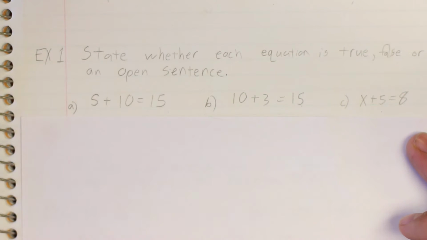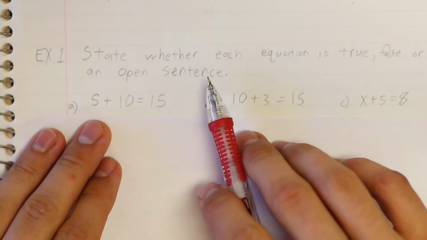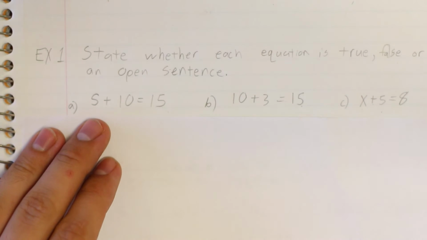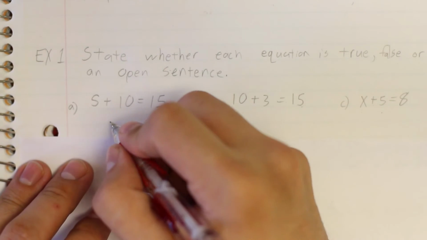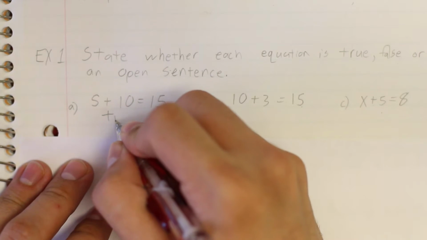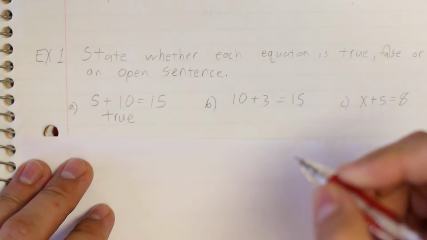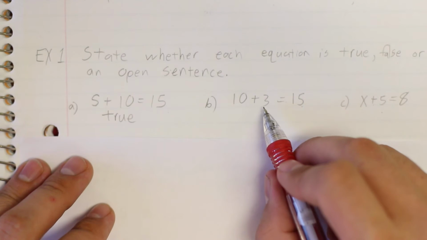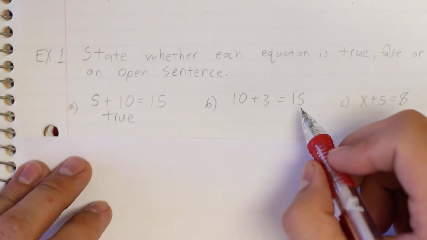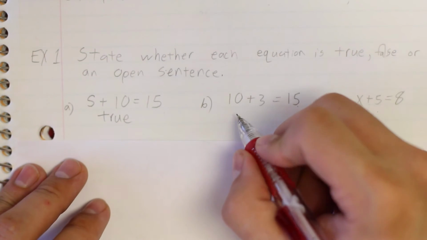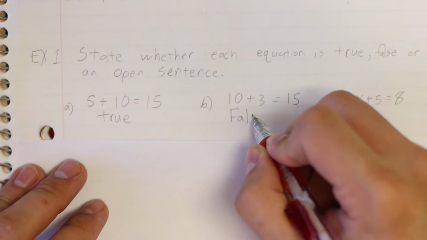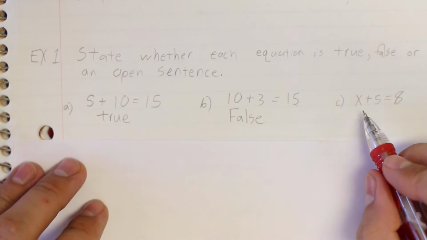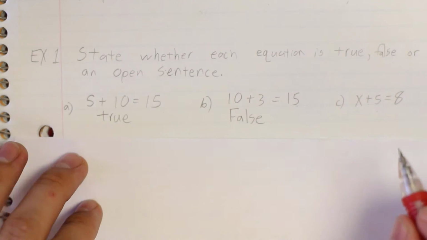So, in this first one, if we read the directions, it wants us to tell, is the equation true? Does 5 plus 10 equal 15? Well, yes, it's true. The second one, does 10 plus 3 equal 15? No. So then it's false. That's why it was written incorrectly. It is false.